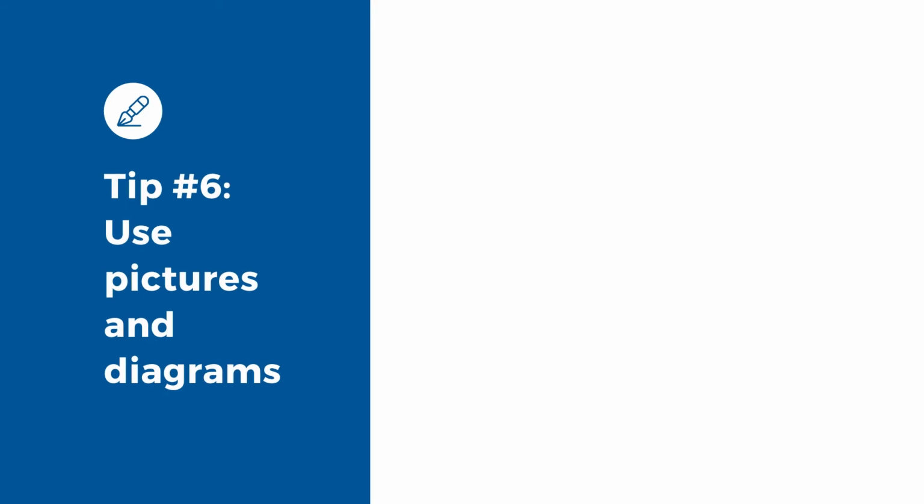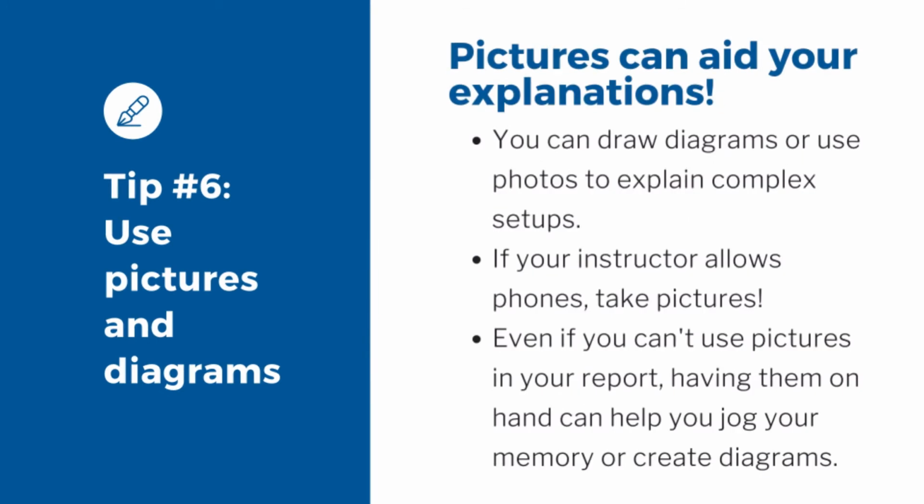Tip number 6. Use pictures and diagrams. Pictures and diagrams can be very useful in the materials and methods section, especially when it's difficult to explain complex arrangements. In labs where the instructor allows it, you can use your phone to photograph configurations, settings, and setups. Even if you aren't allowed to use photographs in the report, these photos will help jog your memory as you write. You can also use them to help you create accurate diagrams, which will aid in your explanation of the procedure.